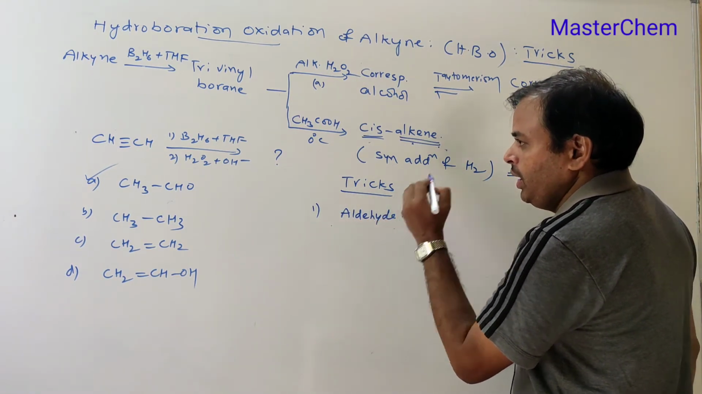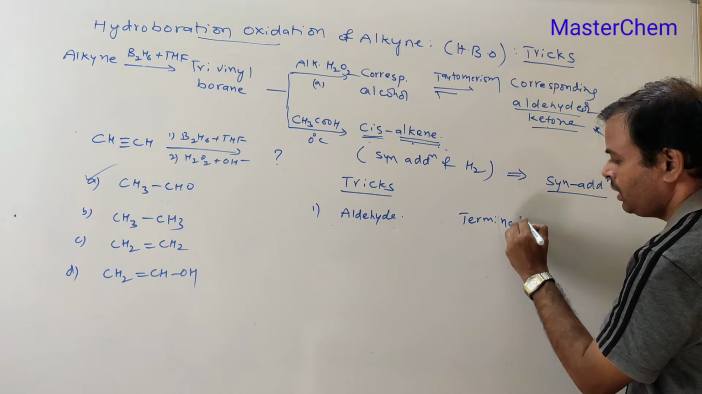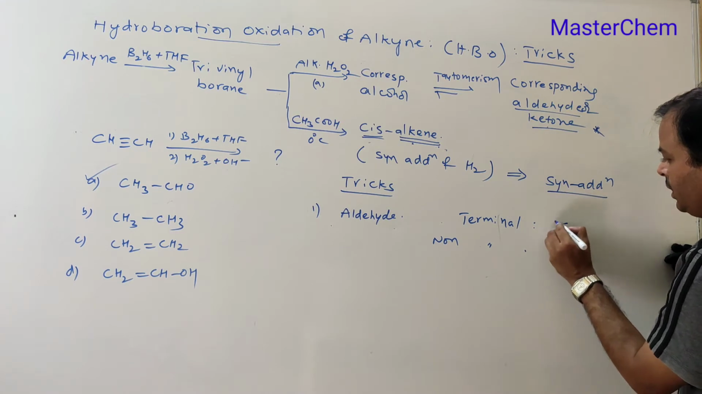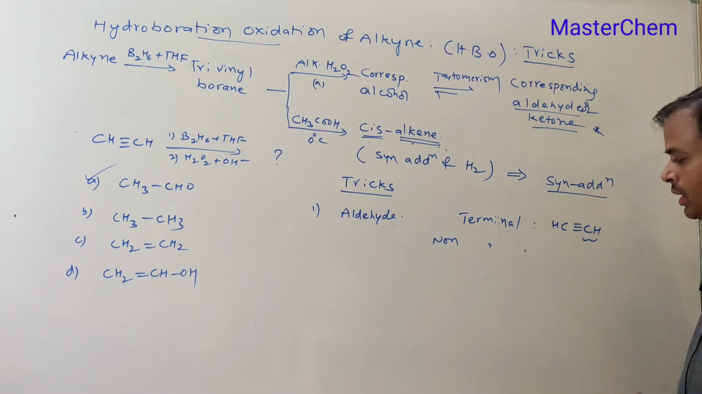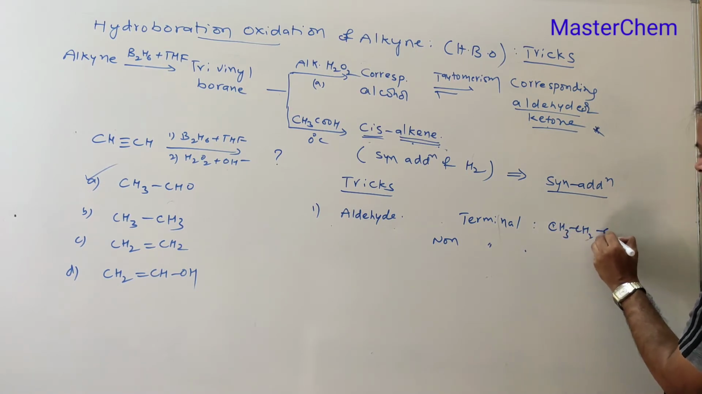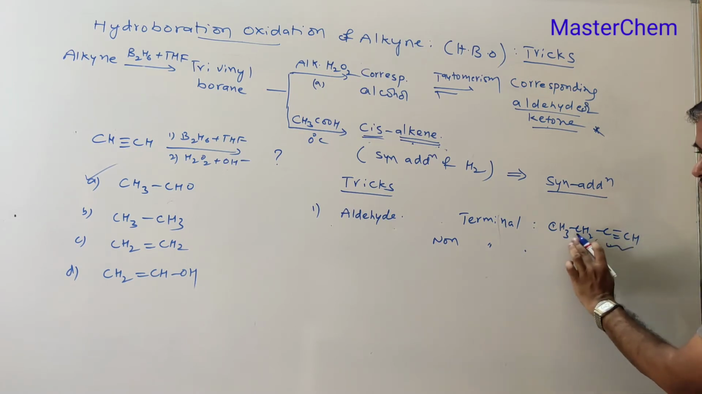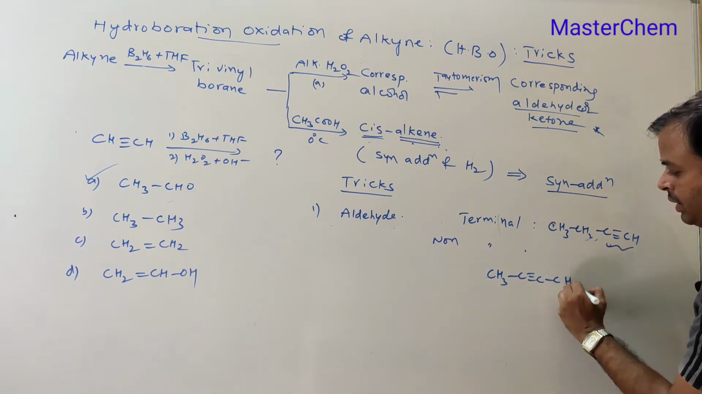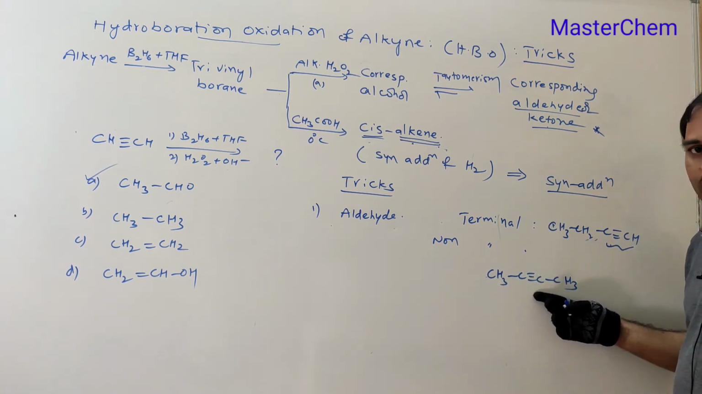If it is a terminal alkyne, alkynes are of two types: terminal alkyne and non-terminal alkyne. What are terminal alkynes? If the triple bond is at the end of the chain, that is called terminal alkyne. This is terminal. And one more example, CH3CH2C triple bond CH. The triple bond is at one end of the chain, that's why it is said to be terminal. What is non-terminal? If the triple bond is present internally, that is called non-terminal or internal alkyne.